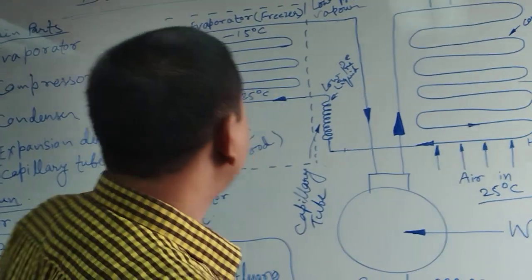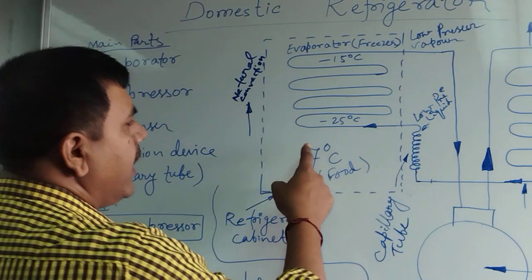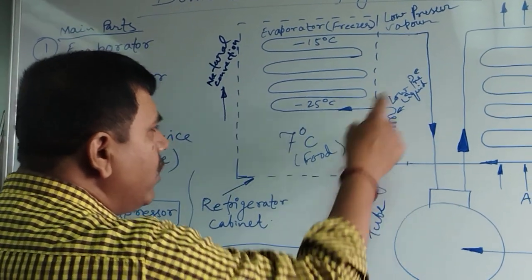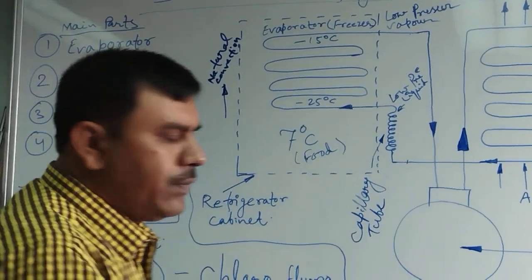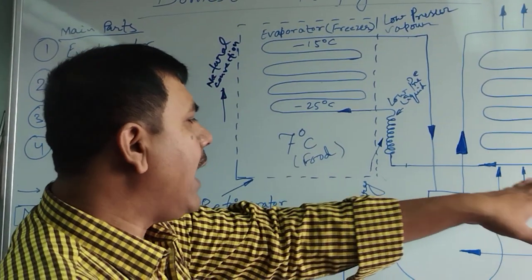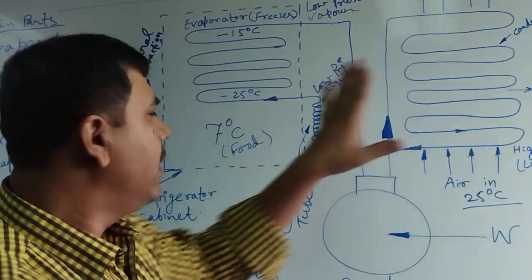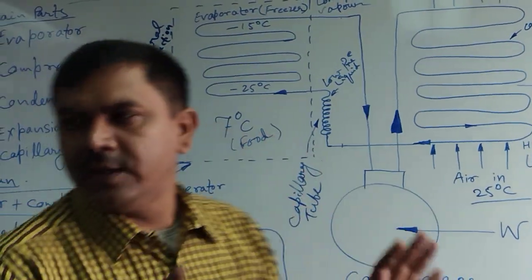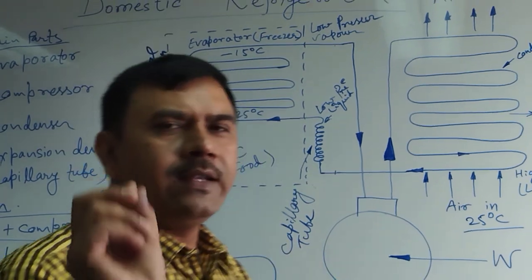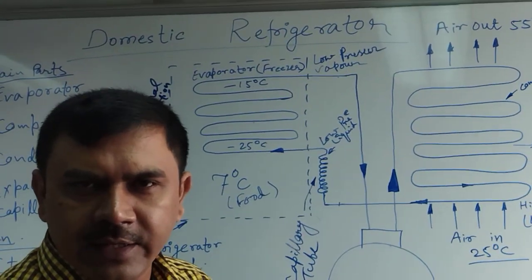Then the same process is here in the evaporator. When the capillary tube is used for the expansion device, because here the high temperature liquid comes from the condenser. This process is the same as the domestic type of air conditioner.